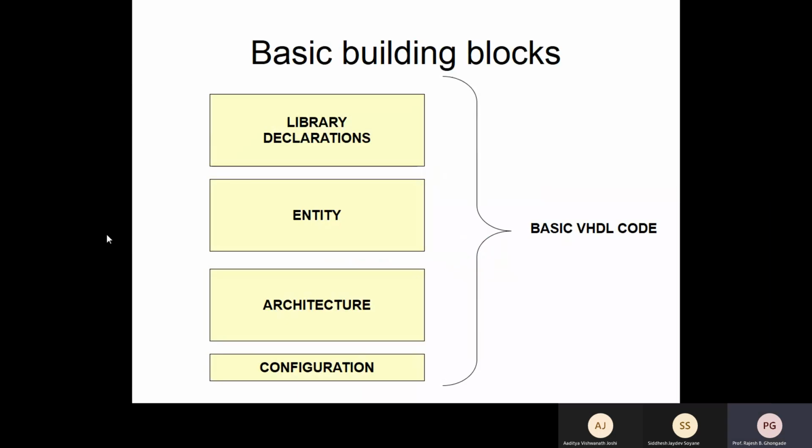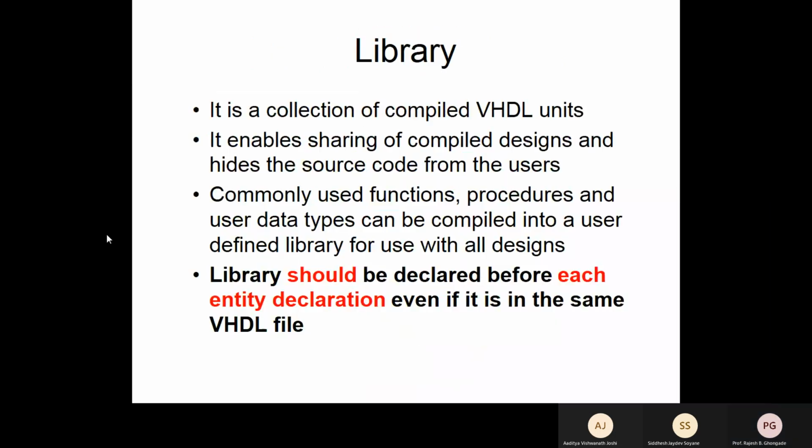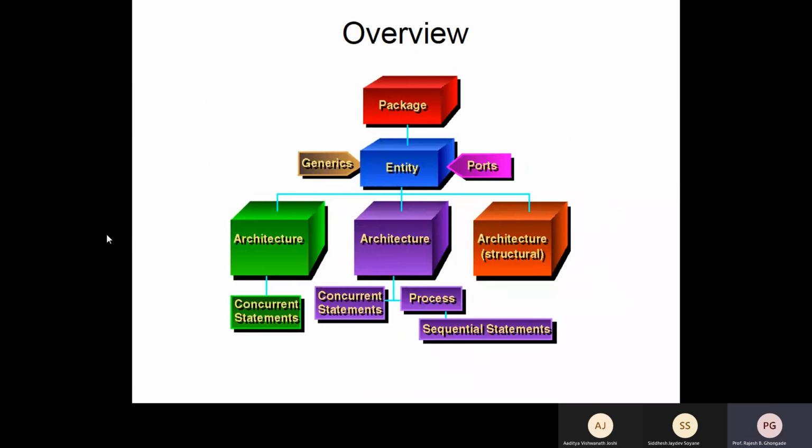As we have already seen, the basic building blocks are library declarations, entity, architecture, and configuration. We have also seen a little bit more detailed kind of figure, where I said that there are three possible ways in which you can write the architecture. In fact, four, if you consider the mixed mode also, that is the data flow, behavioral, and the structural, and maybe a combination of structural and behavioral both.